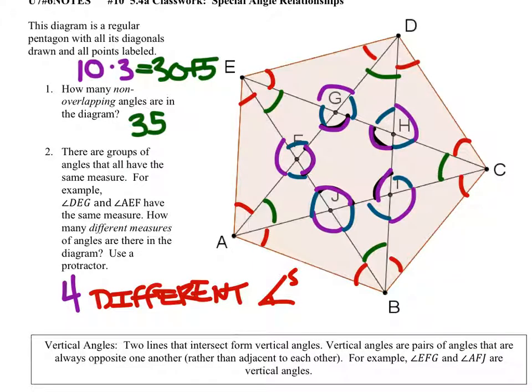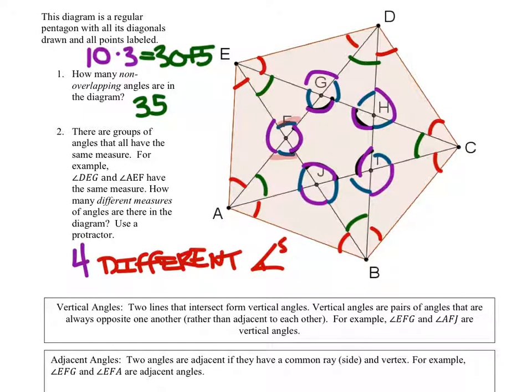For example, angle EFG, let's mark that one up, EFG, which is this one, and AFJ, which is this one. Those are vertical angles. Again, that's because they're opposite one another, through the vertex. Then we got these adjacent angles.